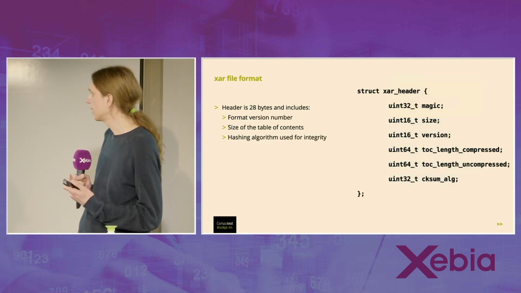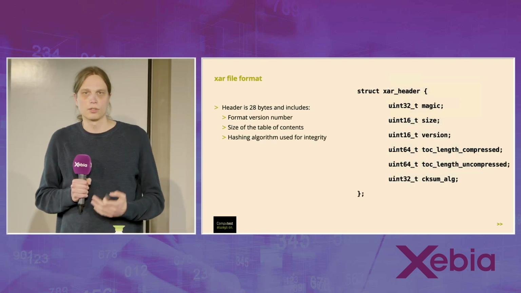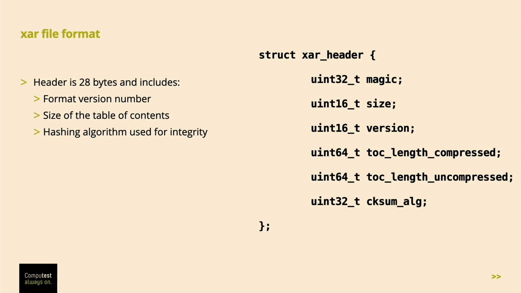Now, the header is typically 28 bytes, and it includes a couple of fields. It's pretty small relatively compared to the rest of the archive. Basically, what's important here is the hashing algorithm that will be used for the entire file, and also some information about where to find the table of contents.